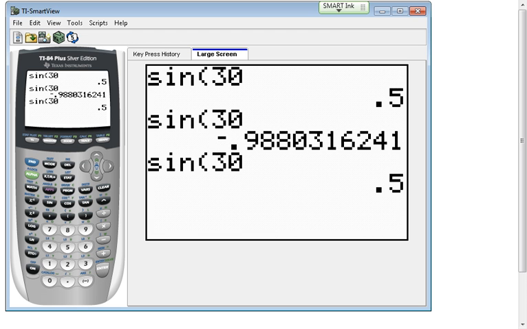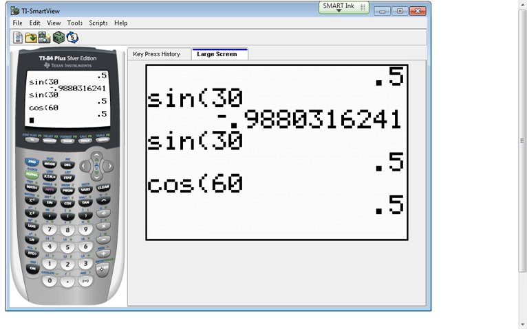Now the other one that I had on the notes would be the cosine of 60. Push enter, notice 0.5. Now remember, sine of one angle is going to be equal to the cosine of the other acute angle in a triangle. Well, if one of the acute angles is 30, the other one's going to be 60. That's why these come out to be the same number.